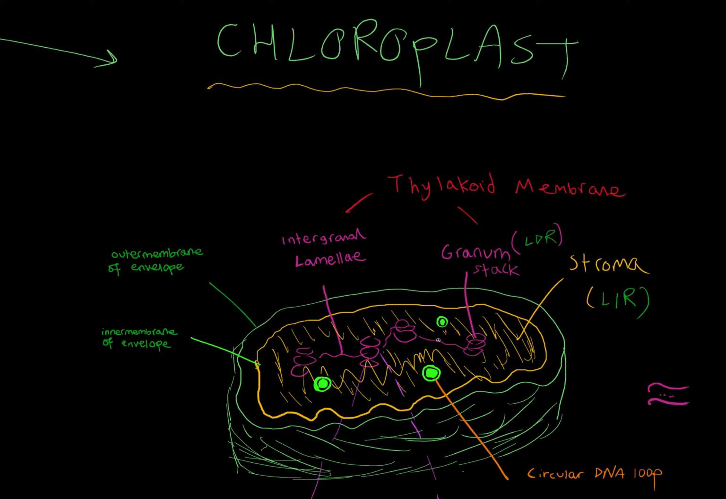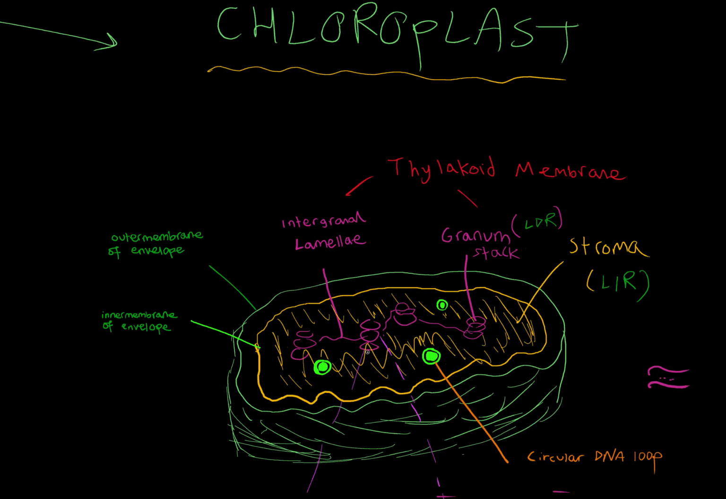Okay, so there are also circular DNA loops in the stroma. You don't really need to know anything more about these than the fact that they store the chloroplast's DNA, and that it ends up being transcribed. That's all you really need to know. But I want you to look now at the grana.